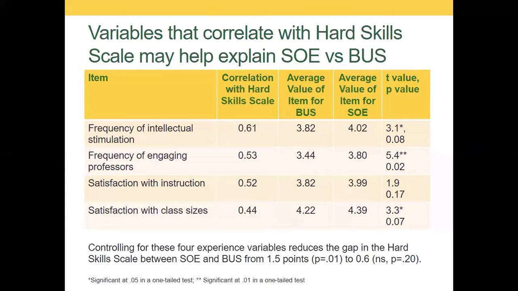So if our business students perceived that they were as stimulated, engaged, satisfied, and had good class sizes as our ed students, they would be acquiring hard skill scales at a statistically equal rate. Obviously, we push it back, and now it's like, why do the students in the School of Business not feel as stimulated, engaged, and satisfied with instruction? That's a really, really interesting question, which I will not be addressing here. That's like a fun one, the most important question, and we will not be discussing that today.